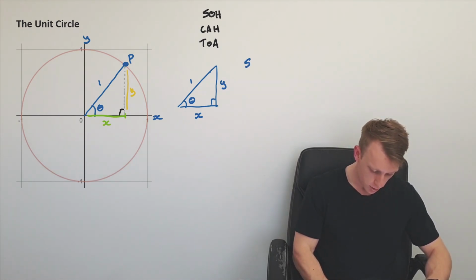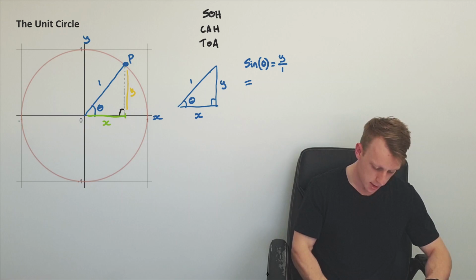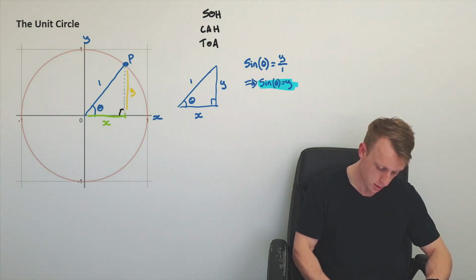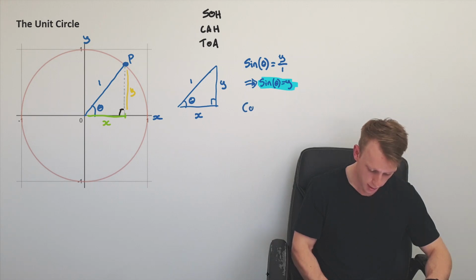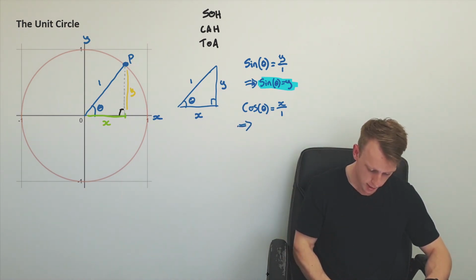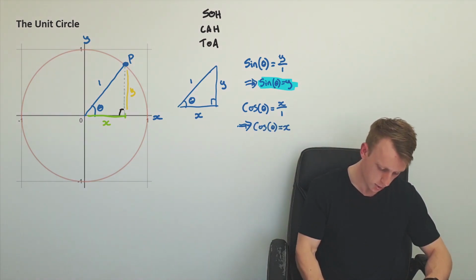Because if we took sine of this angle, what we would get is we'd take the opposite, which is y, divided by 1, that's the radius, or the hypotenuse. And what we've actually got here is sine of the angle being equal to y, which is, again, very nice. We can do a similar thing here for cos. So cos of theta is equal to the adjacent, which is x, over the hypotenuse, which is 1. We can make a deduction here that cos of theta is equal to x, which is, again, quite nice.